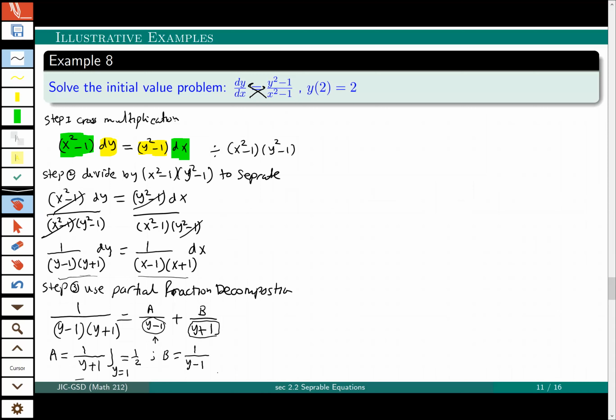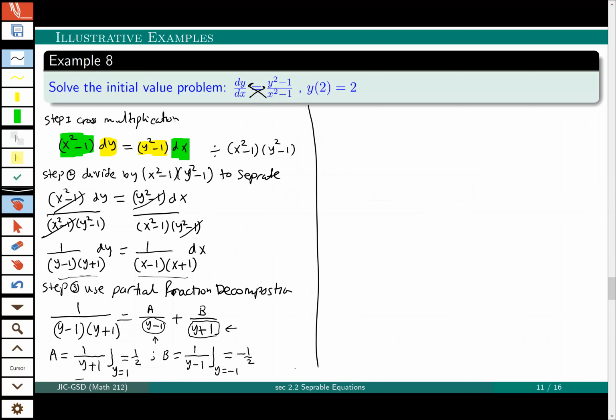But we need to evaluate when y equals minus 1, which is a zero of this factor, the number which makes it equal to 0. So when you substitute, you will get minus 1. Of course, a and b in the left-hand side will be the same in the right-hand side. That's why we don't repeat it.